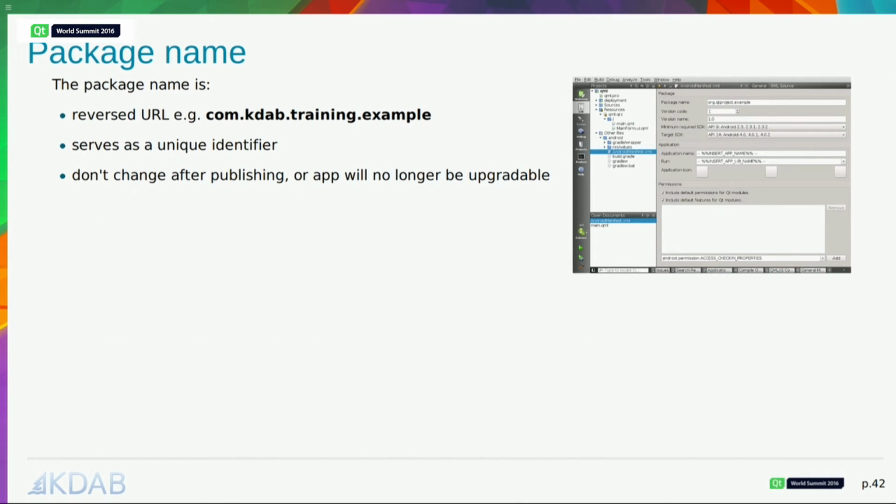First thing we need to set is the package name. Package name is very important. It serves as a unique identifier for your application. That's why you should not change it after you publish your application. Changing it means you publish another application. Even for you, it's the same. So Android markets, Google Play, and so on, are using the package name to identify your application. It's a reserved URL like KDAB trading example, and so on.